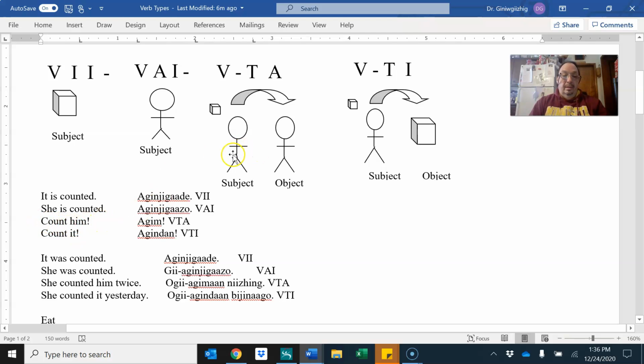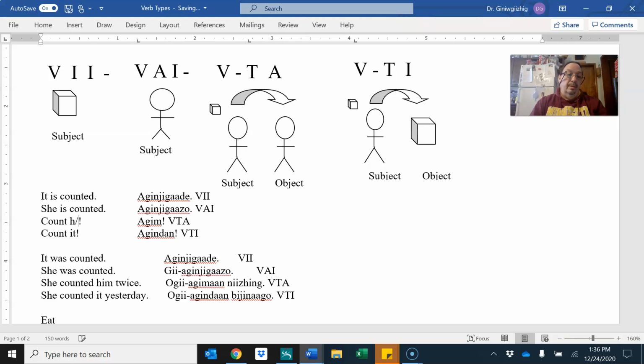Count him. This is a VTA because it says him or her. I'll put this means him or her. Count him or her. Animate. She or he or it is counting him or her. Count it. It or she is counting it. Those are the root words. Let's use them in a sentence.